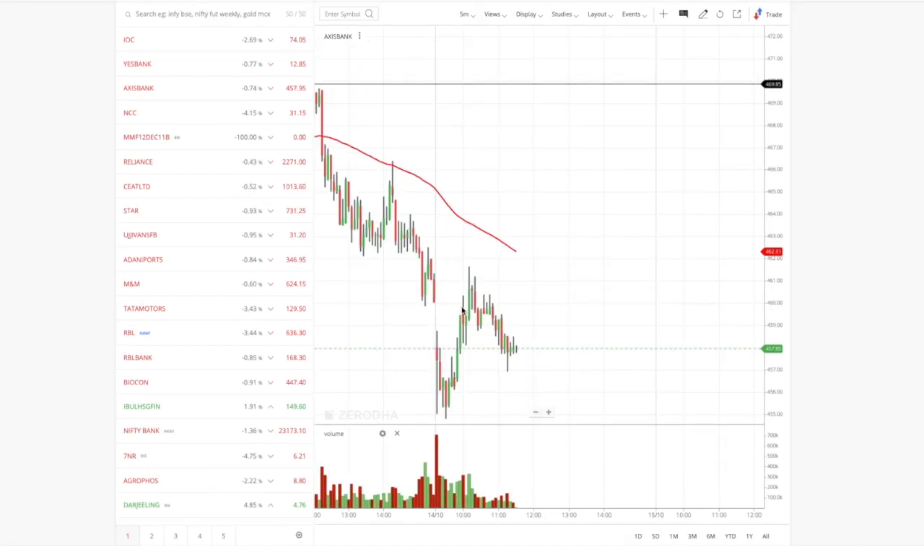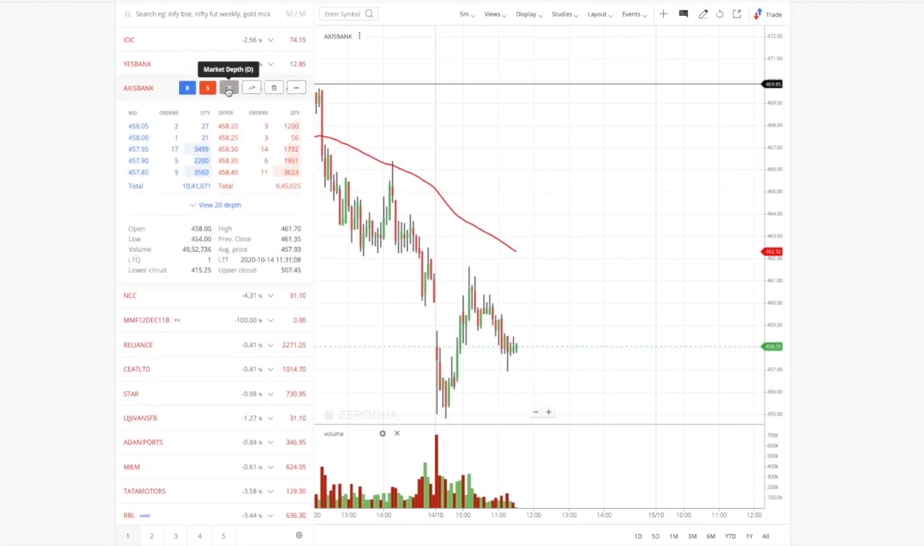See the Axis Bank chart here once again. 457.95 is the current price. Now, let's say that whatever is the market price, if I look at this chart, I realize that currently this stock is being traded at 458.2. It keeps on changing. We know that the price of stocks keeps on changing continuously throughout, depending on the bid and ask.